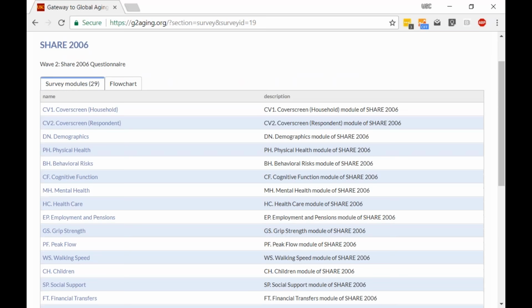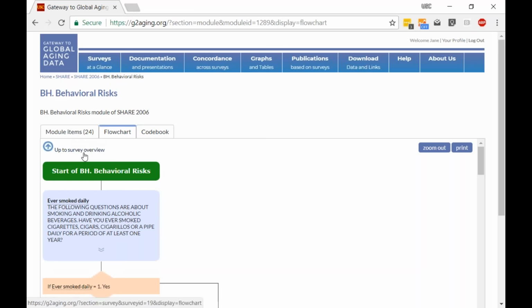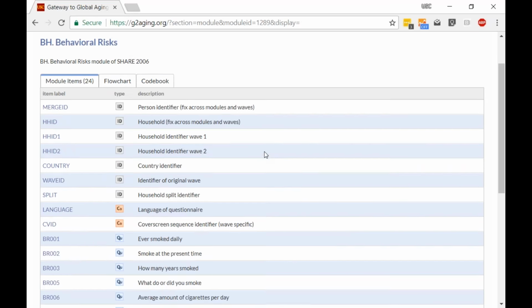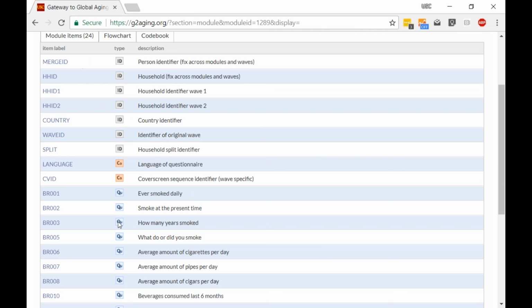Inside of this, we have survey modules, and surveys are usually broken up into different questions, which are grouped into topics, and that's called a survey module. We could go into the behavioral risk module. We could just look at our items here, so you can see that we have lots of different items, and then we could go into this ever smoked daily question.